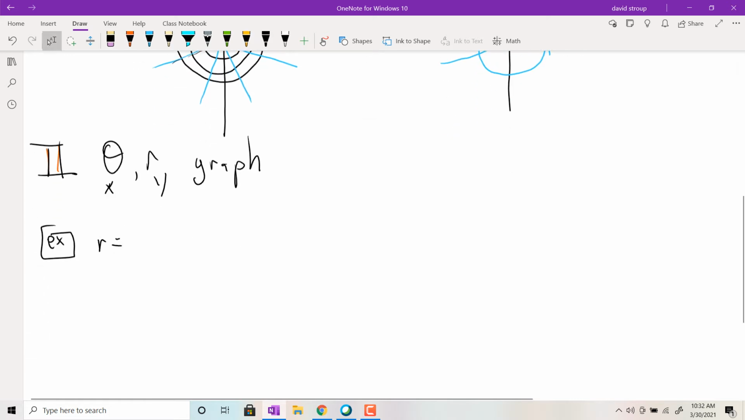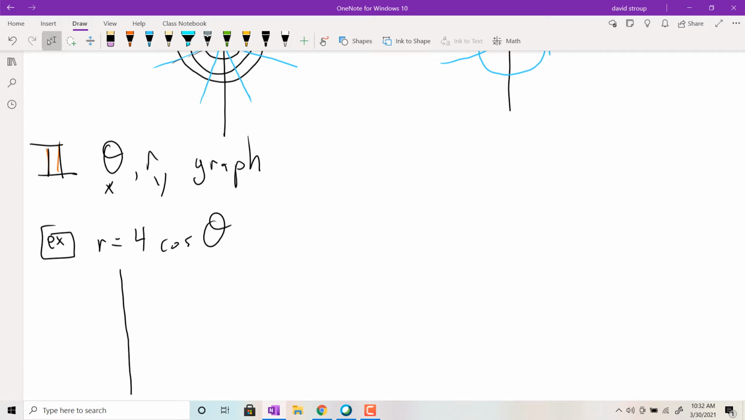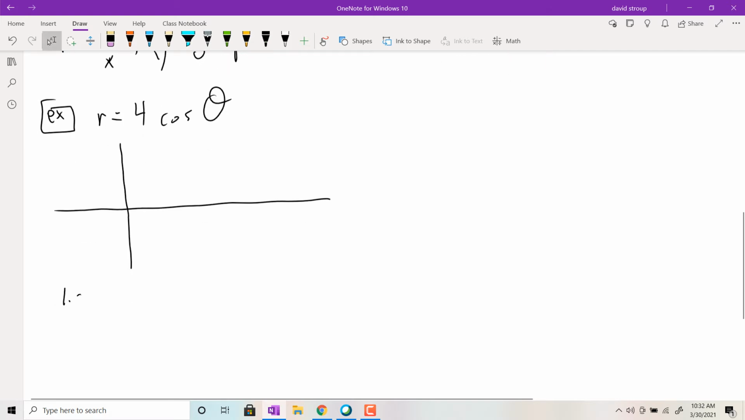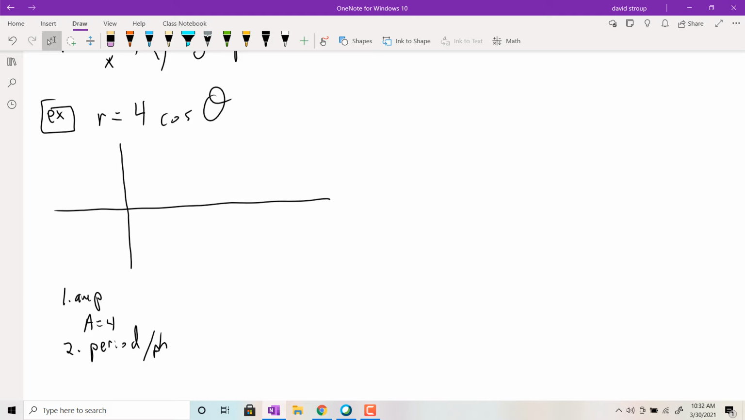So we'll say r equals 4 cosine of theta, and in this case, I'm going to graph that. So you may remember our graphing process. First, we get the amplitude. In this case, it's 4. And then secondly, I usually do the period and the phase shift. Here, the phase shift is 0. There's nothing being added inside of the cosine function to cause a shift. So it's just the period is from 0 to 2 pi.